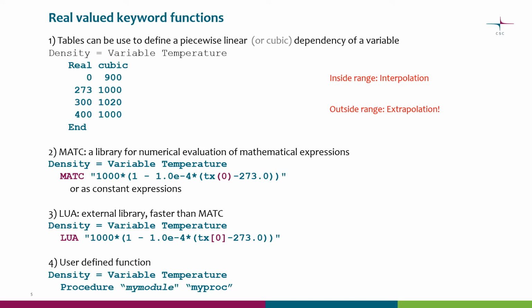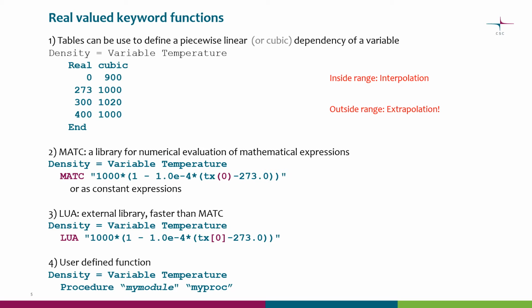The first component here of the tx in C syntax is tx0, and it now of course refers to the temperature. So the two expressions are the same. The difference between MATC and Lua is that MATC uses ordinary parentheses, whereas Lua uses square brackets.